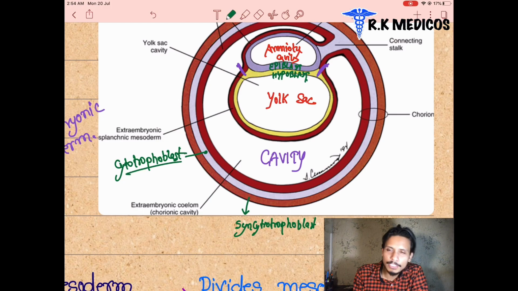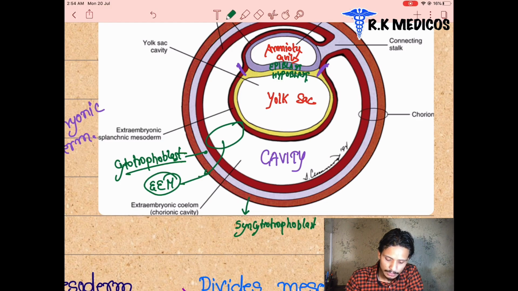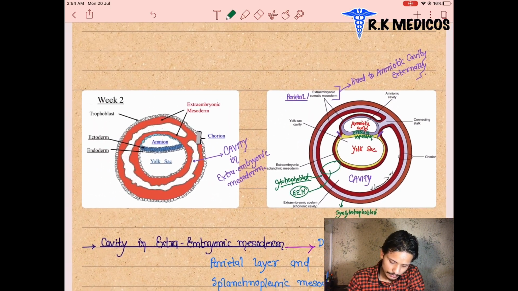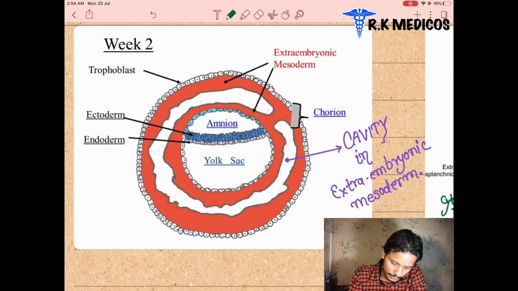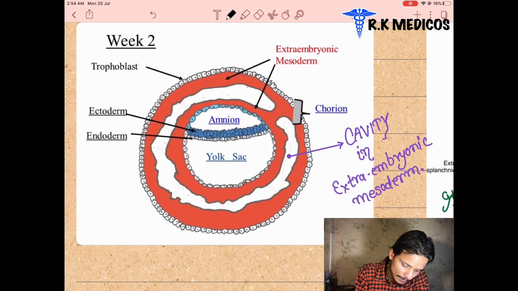And what is the cavity which is present between the cytotrophoblast and the inner cell mass? This whole region is called the extra embryonic mesoderm, EEM. This is the cavity, and inside this cavity something is formed. We can see it here before going into detail. Now once again, in this picture we are going to see week 2 development.